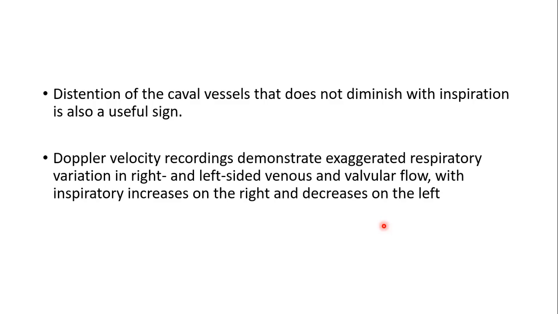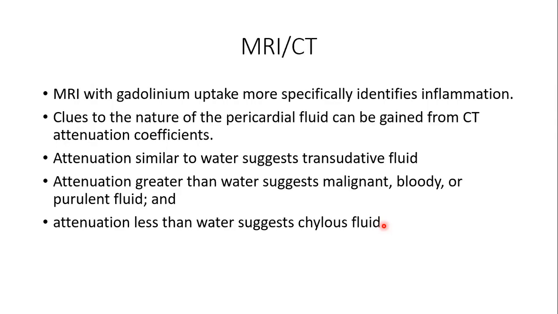And Doppler velocity recording demonstrates exaggerated respiratory variation in right and left-sided venous and valvular flow, with inspiratory increase on the right and decrease on the left. With MRI and CT, MRI with gadolinium uptake more specifically identifies inflammation, and clues to the nature of the pericardial fluid can be gained from the CT attenuation coefficient. Attenuation similar to water suggests a transudate, attenuation greater than water suggests malignancy, bloody content, or purulent content, and attenuation less than water suggests chylous fluid.